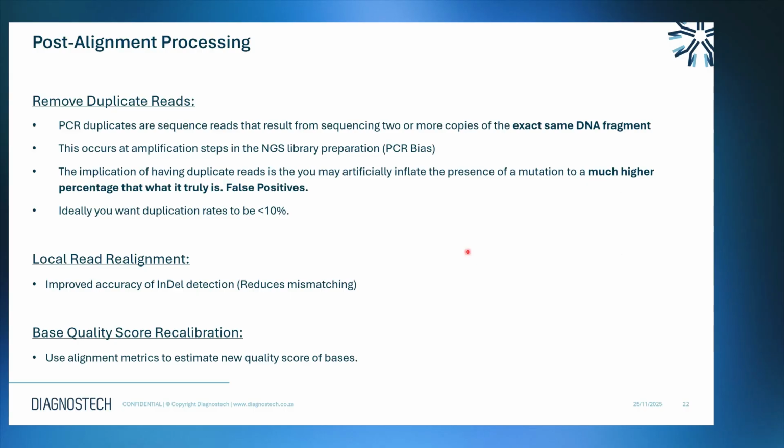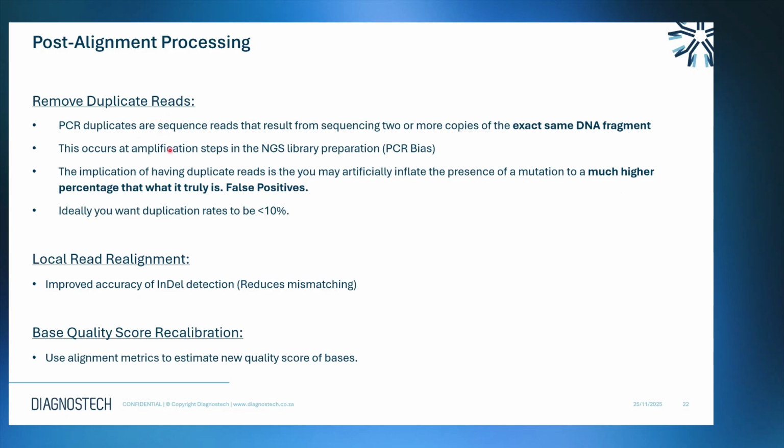So moving down the workflow, we're now looking at post-alignment processing. Once reads have been aligned, there is still some processing that happens. Firstly, duplicate removal. Sequencing duplicates are generally from PCR, and what it means is we have two reads that have the exact same start and stop coordinates.